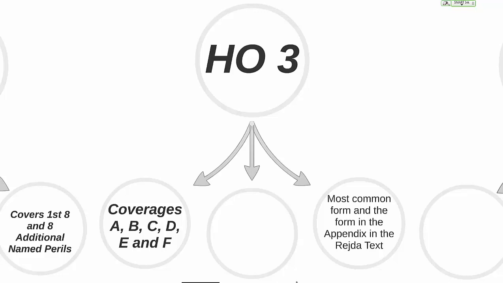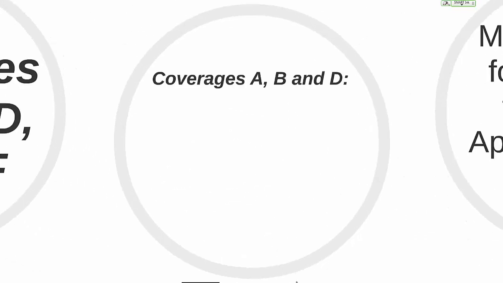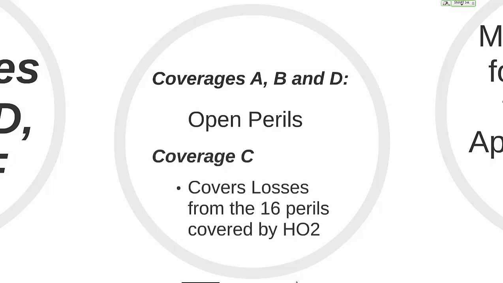Now the RADA and McNamara text. But also, for coverages A, B, and D, it is open perils, meaning that it covers any peril except that which is specifically excluded. For coverage C, it covers losses from the 16 perils that are also covered by HO2, those 16 perils that I discussed above. So in other words, for the structure and other structures and loss of use, it's an open perils policy, covering any cause of loss except an excluded cause. But for the contents or unscheduled personal property, it only covers losses that are caused by the 16 named perils.